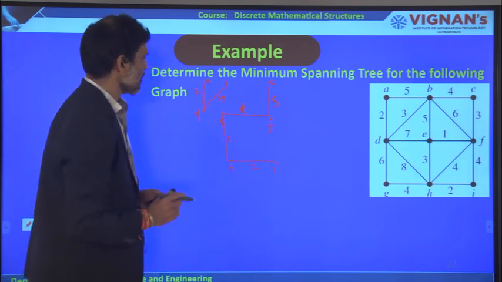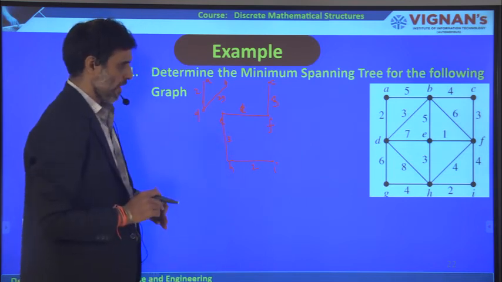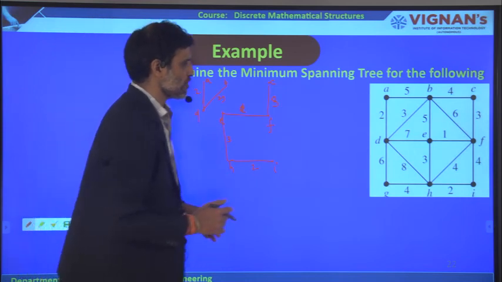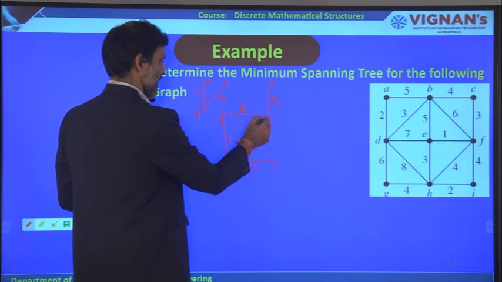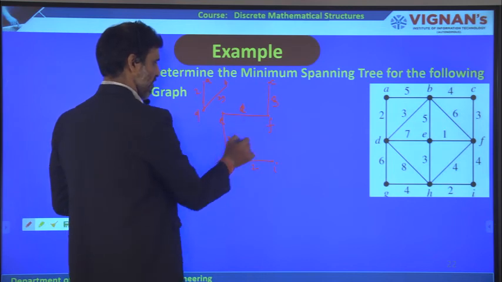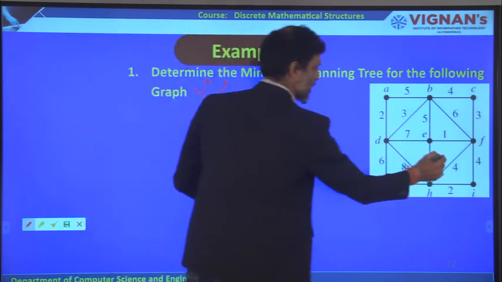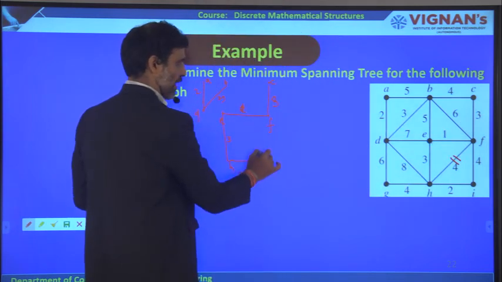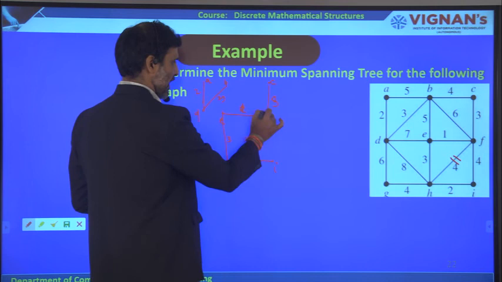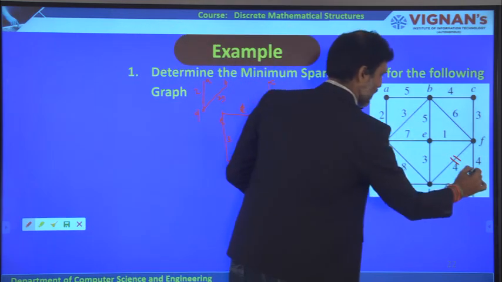So with these also we cannot get any cycle, remember that. Now the next edge is F. So here you can take F to H. If you take F to H, it will form a cycle, so we cannot take this particular edge. Similarly, F to I, which has value 4, again forms a cycle, therefore you cannot take it.